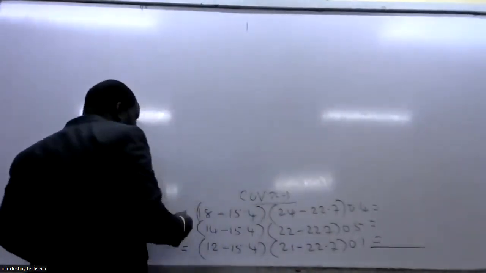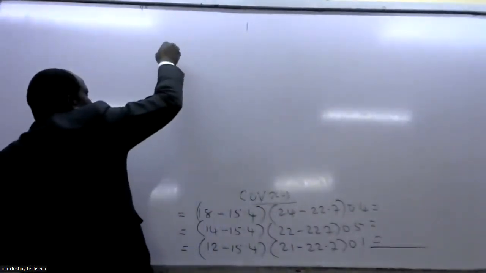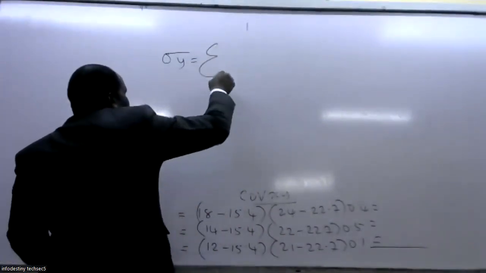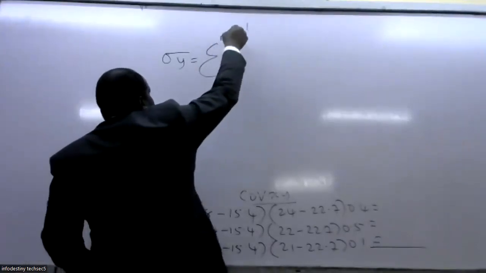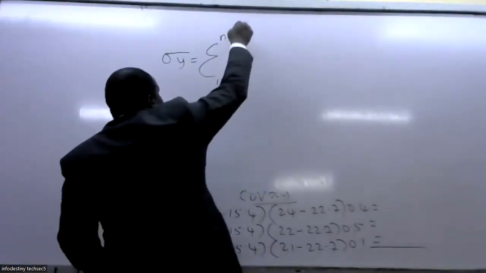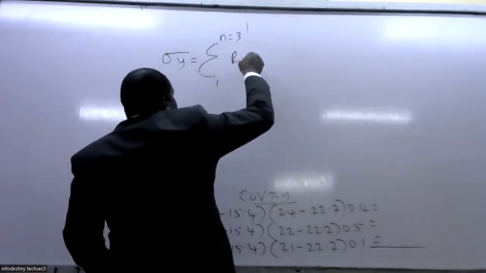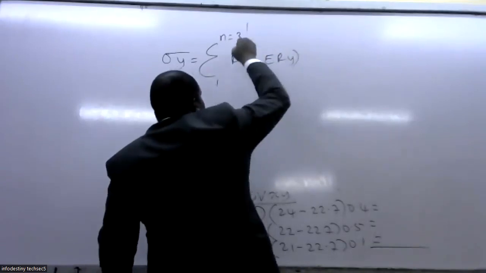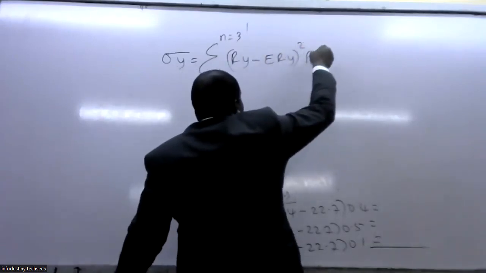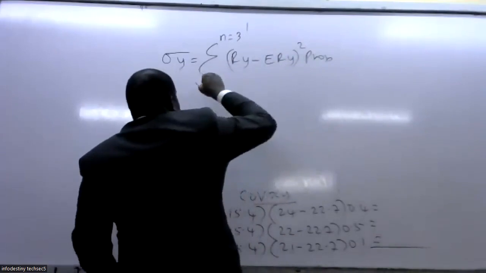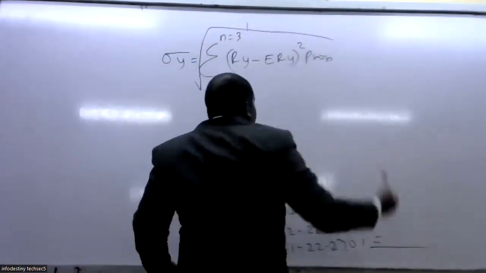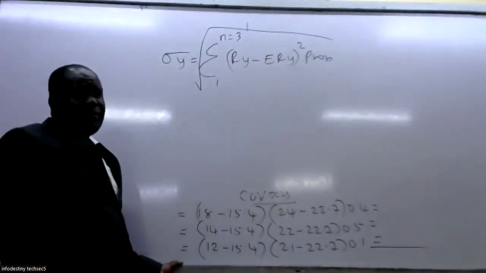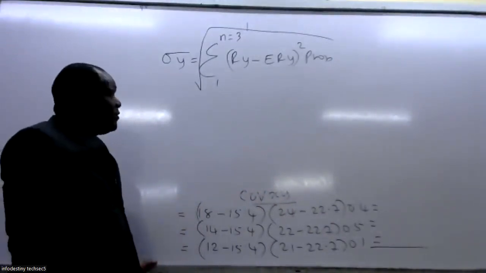So the standard deviation for y, we simply get the summation from the first to the last. There are 3 of them. So return for y minus expected return for y, squared, multiplied by the probability, and we get the square root of that total.